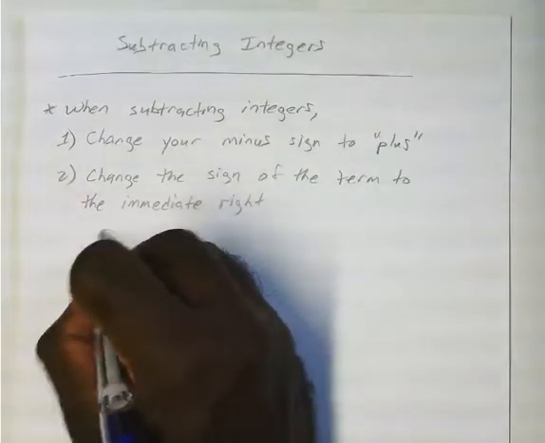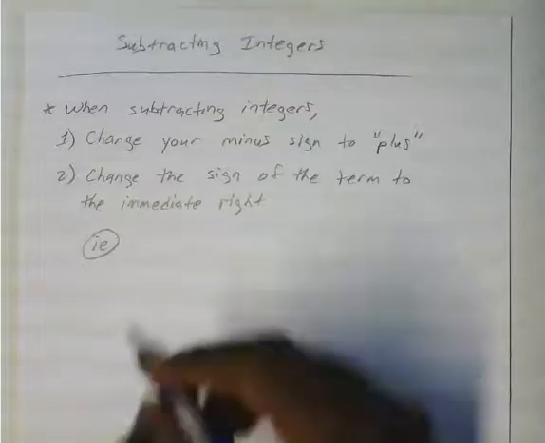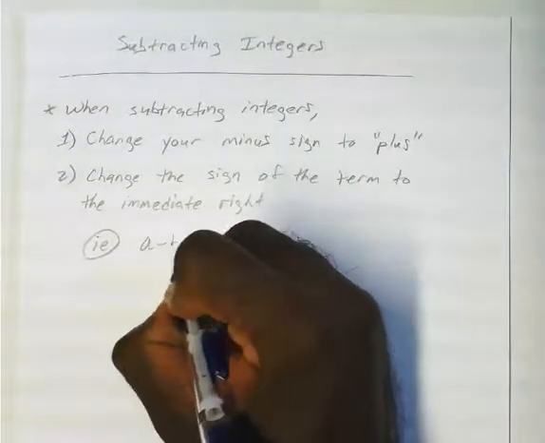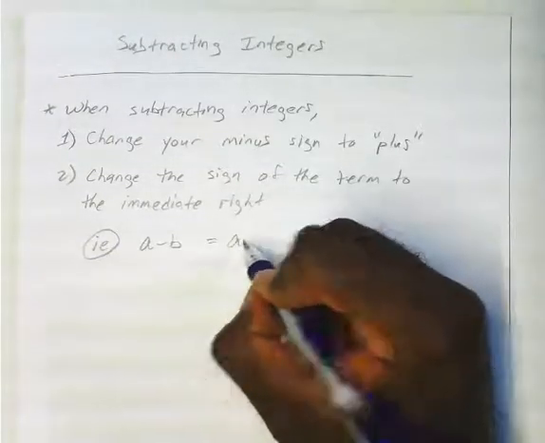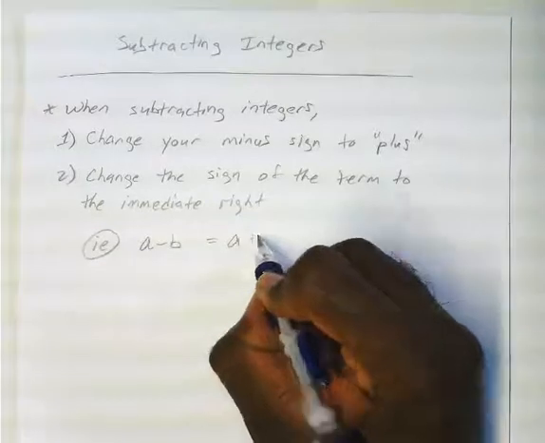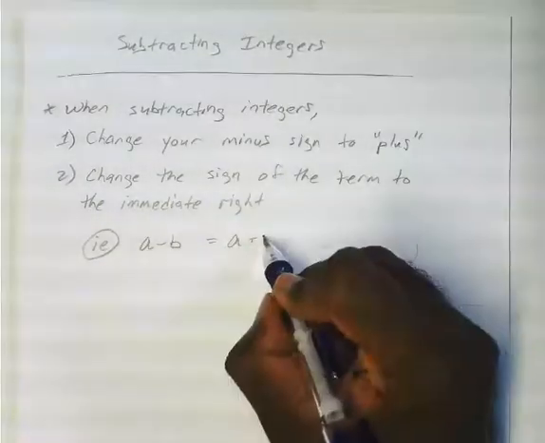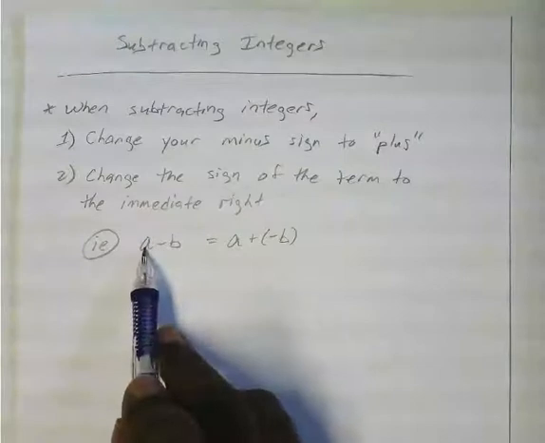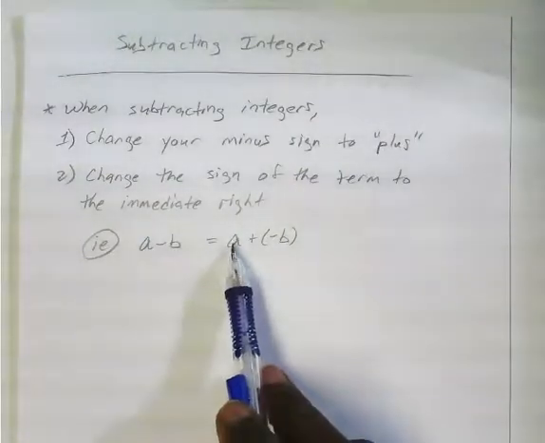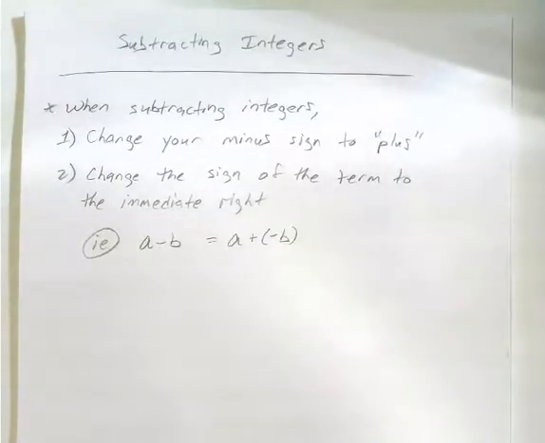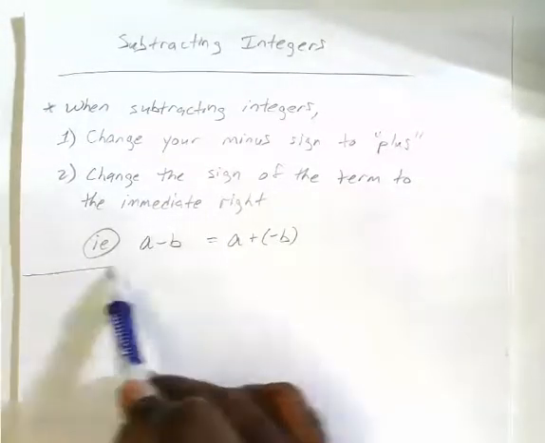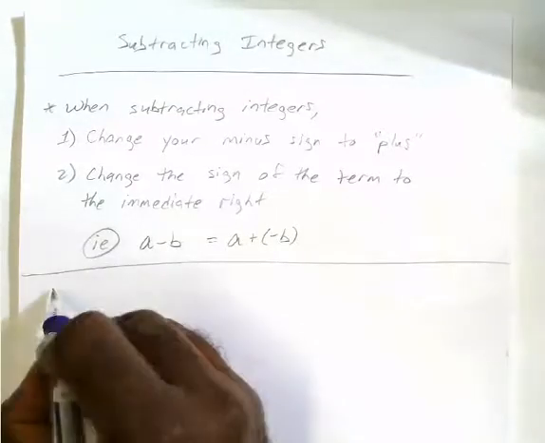So in other words, if you had some number A minus some number B, you'd write down the first one, change the minus to plus, and instead of minus B, it would be plus negative B. Because here, this is positive A minus positive B. So here, you'd make it A plus negative B. So you're just changing the sign to the immediate right. So let's do a couple of examples to translate this to solving the actual problem.